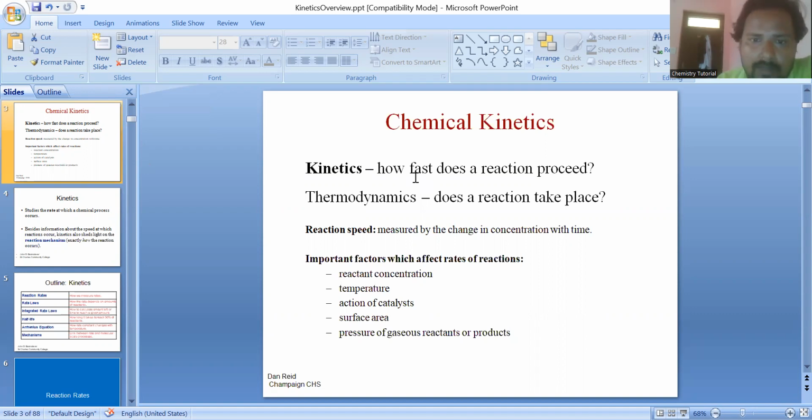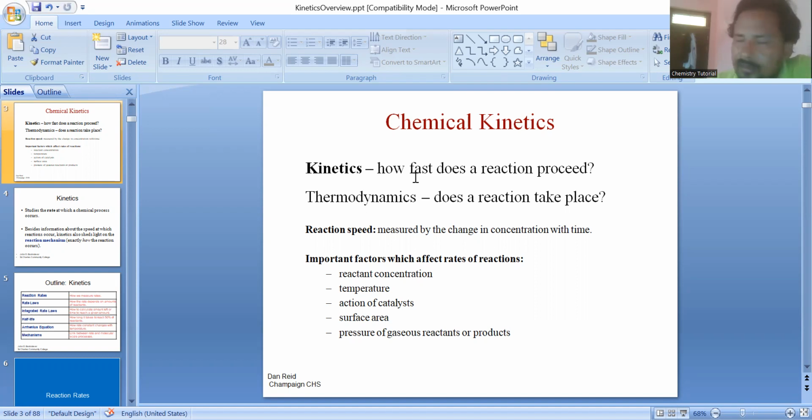Okay. So next is reaction speed. What is the meaning of reaction speed? It is measured as the change in concentration with time. So what is the change of reactant when you conduct the chemical reaction? Next is the important factors affecting the rate of reactions. There are the following factors: reactant concentration, temperature, action of catalyst, surface area, and pressure of the gaseous reactants or products. All these factors affect the rate of chemical reactions.